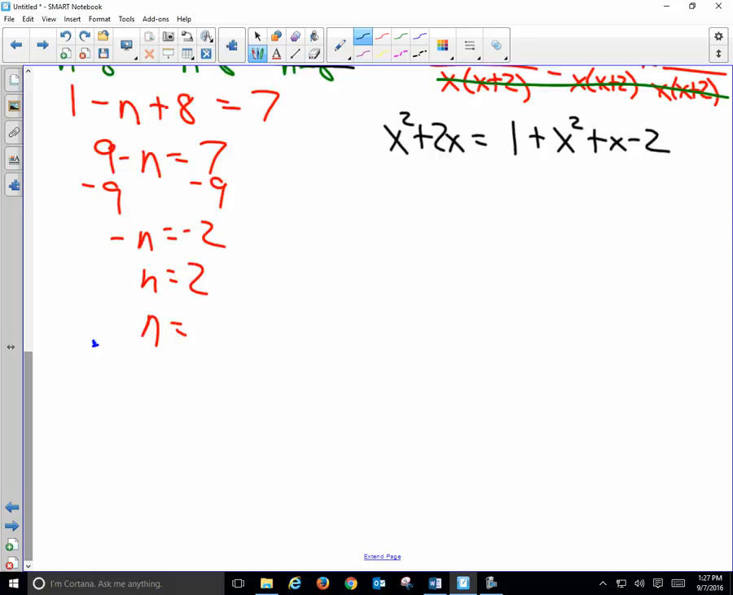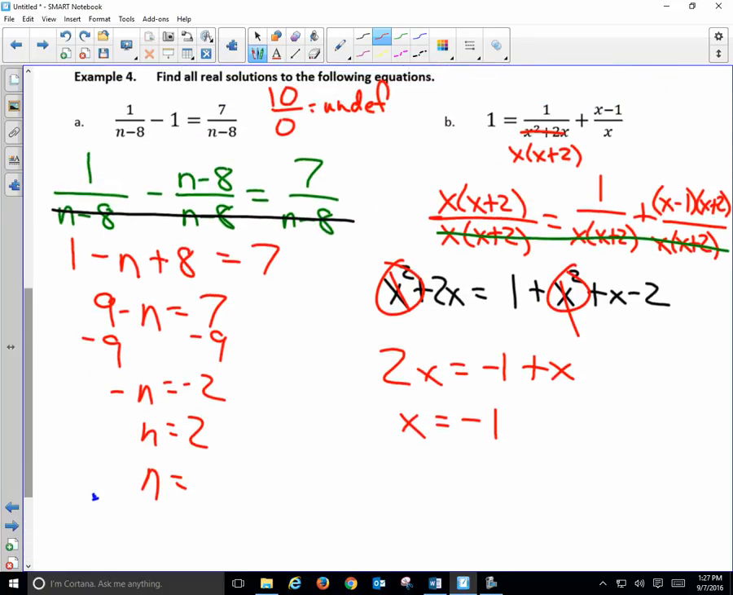What do you think, folks? Combine like terms. What happens? Louder. X squareds cancel. Thank you. Awesome. Get rid of them. So I've got 2x equals 2, or 1 minus 2 is negative 1 plus x. Bring the x over. X is negative 1.